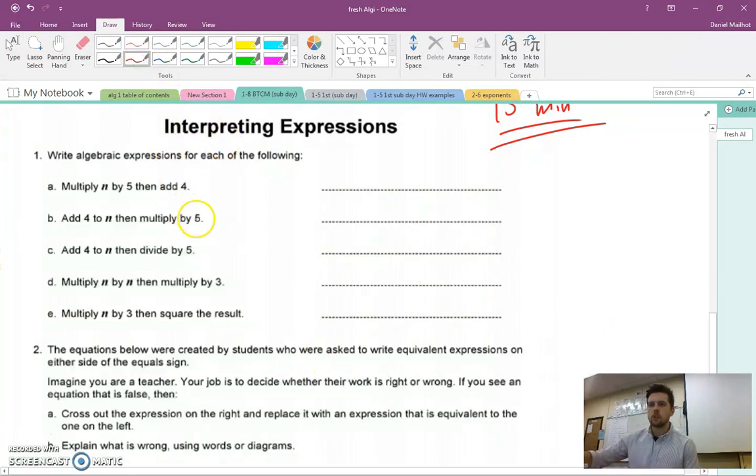The first one, write an algebraic expression. So do the math for it. Well, multiply n by 5 and then add 4. We've done this before. 5n plus 4.